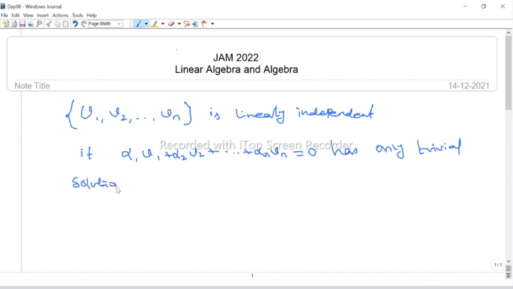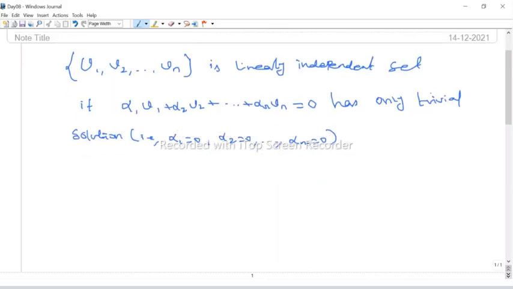So trivial solution means what? That is alpha 1 equal to 0, alpha 2 equal to 0, etc., alpha n equal to 0. If this vector equation alpha 1 v1 plus etc. alpha n vn has only the trivial solution, then we say the set v1, v2, etc., vn of the vector space V is a linearly independent set. If not, we say it is linearly dependent. That means at least one non-trivial solution exists, then we say v1, v2, etc., vn is linearly dependent. And then next we discuss what a spanning set is.